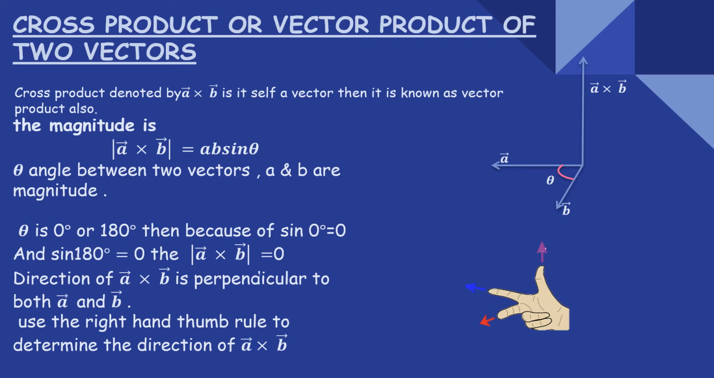So this is a very simple law. Now if the first finger is in the direction of vector A and the second finger is in the direction of vector B, then the thumb is in the direction of vector A cross B. It means the resultant vector of the cross product is in the direction of the thumb. So this is the simple rule of the right hand to denote the direction of cross product.